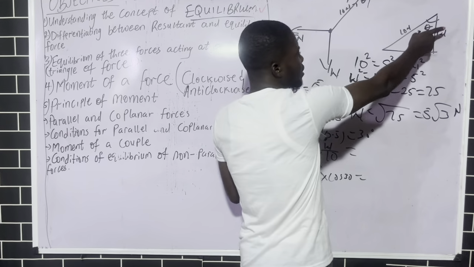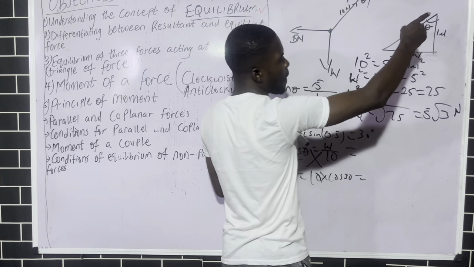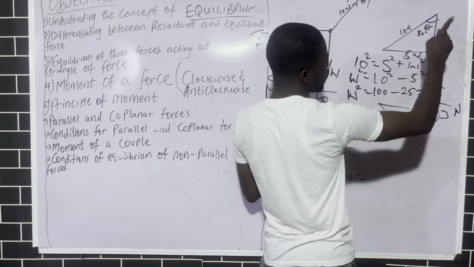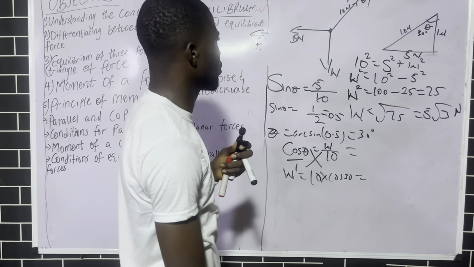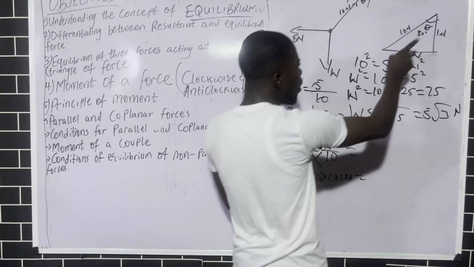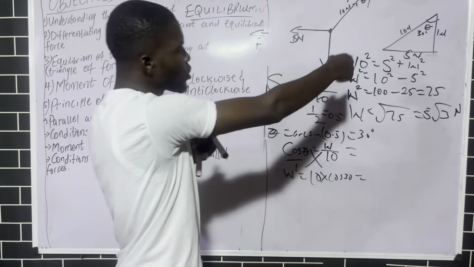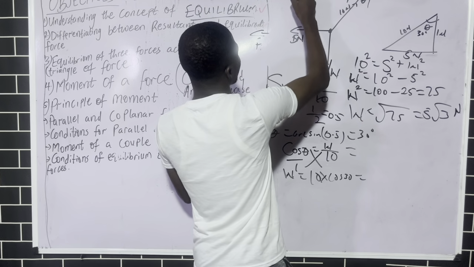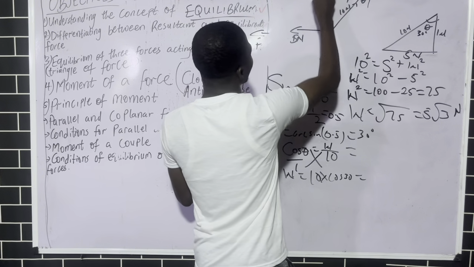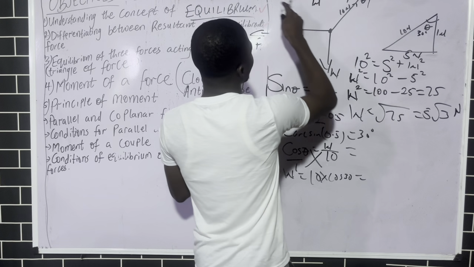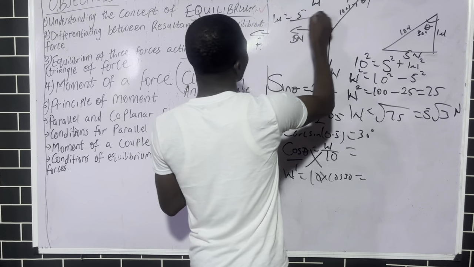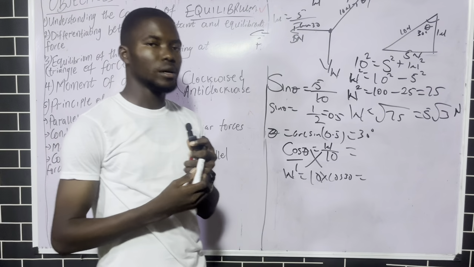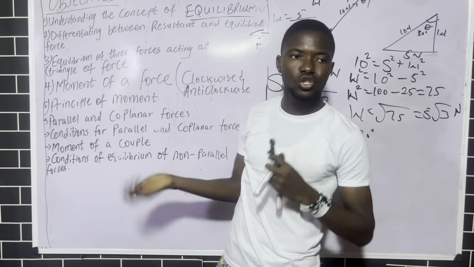You can also use tan. Look at opposite over adjacent. Yes, you can use tan. So you simply say tan 30 is equal to opposite 5 over adjacent. W will be equal to 5 over tan 30. Use your calculator, you get the answer. So I've been able to cover this one now. So you see that it's not difficult.